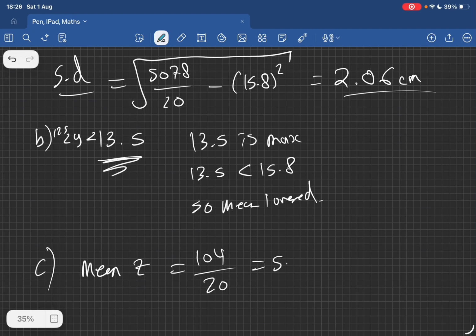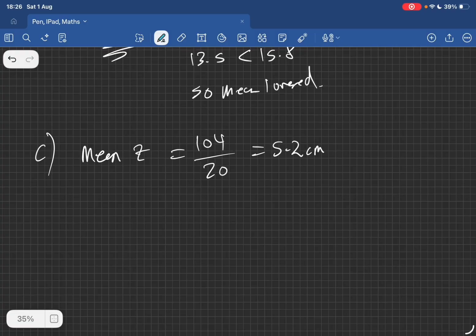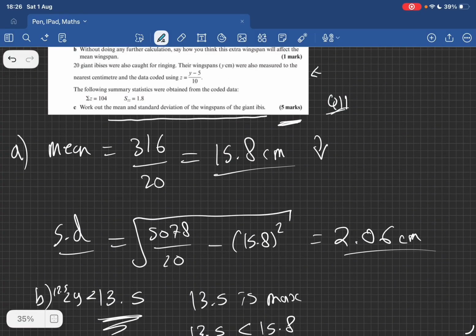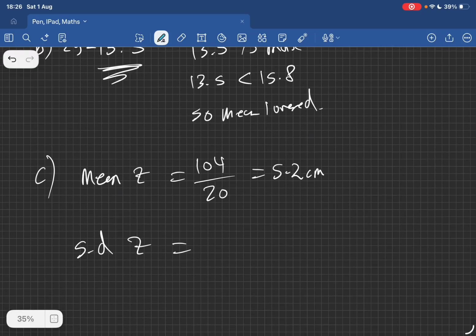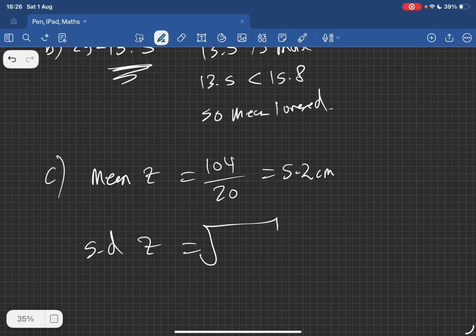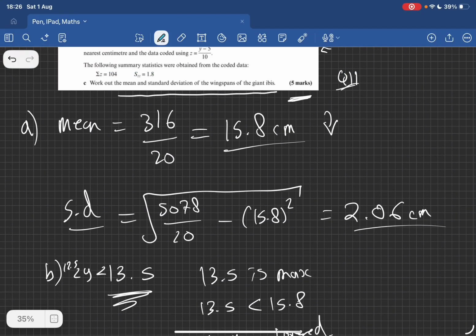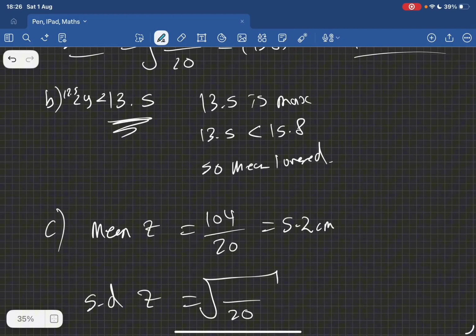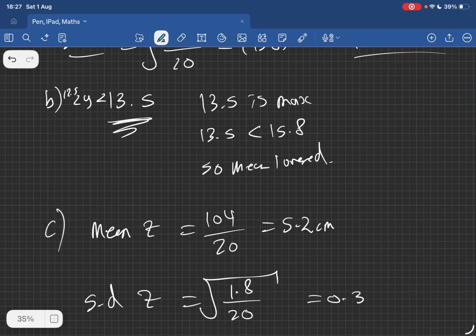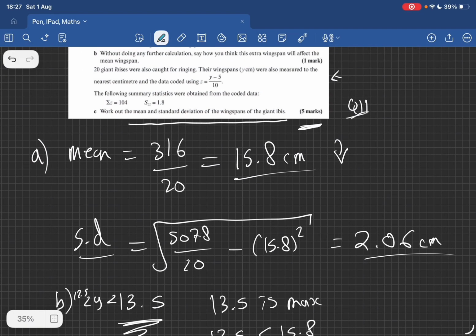Perfect, 5.2 centimeters. And then the standard deviation of z is going to be, and what have they given us? Szz, perfect. So we have the square root of Szz over n, Szz was 1.8. So 1.8 divided by 20. 0.3. Good, and then square root that as well, I did that in my calculator.